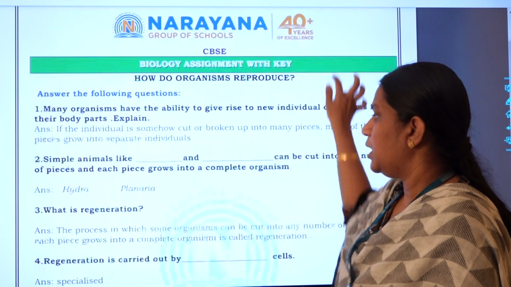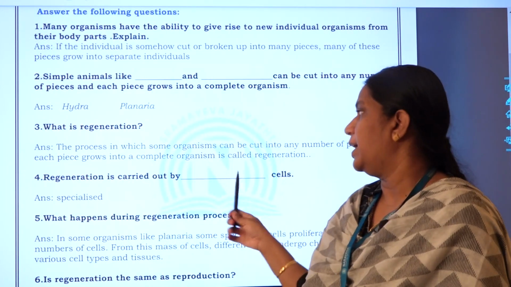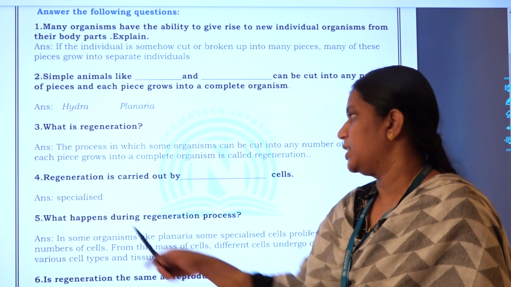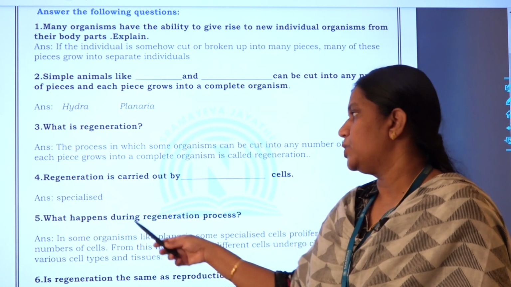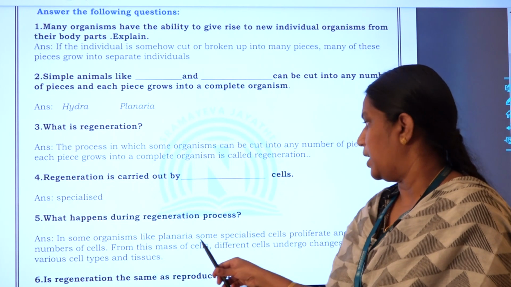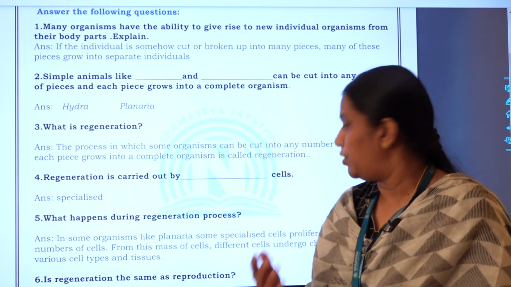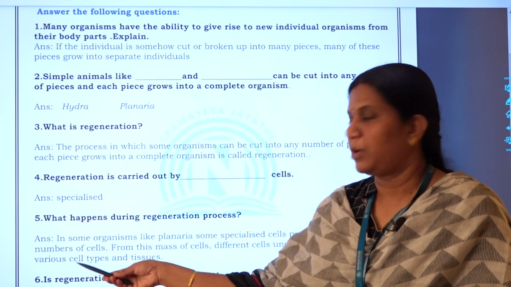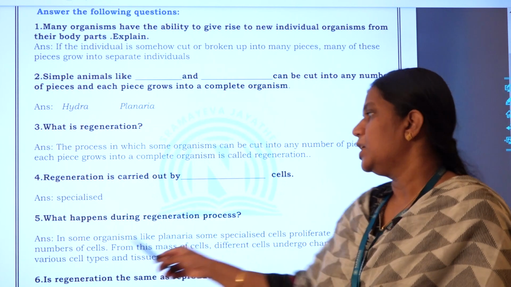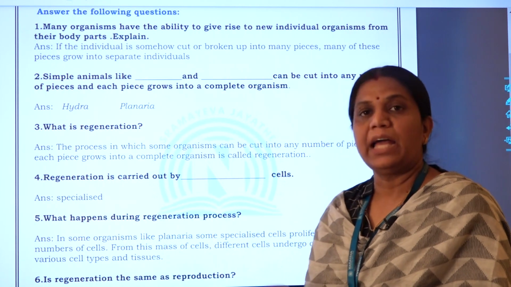Then fourth question, regeneration is carried out by dash cells. Regeneration is carried out by the specialized cells. Fifth question, what happens during regeneration process? In some organisms like Planaria, some specialized cells proliferate and make a large number of cells. From this mass of cells, different cells undergo changes to become various cell types and tissues.